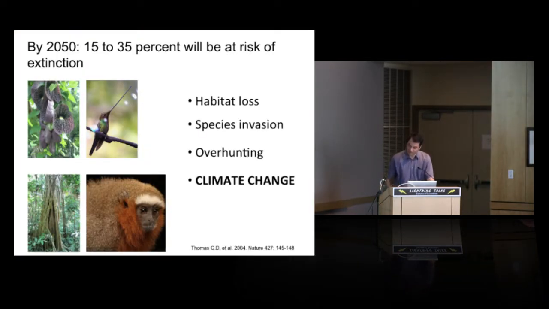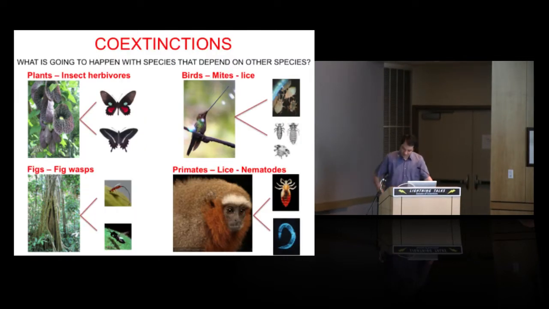We all know that human activities are generating species extinctions, and the main processes generating species extinctions are habitat loss, species invasions, overhunting, and, involved here, climate change. It is estimated that by 2050, around 15% to 35% of all the known species on Earth will be at risk of extinction. However, this situation can be even worse.